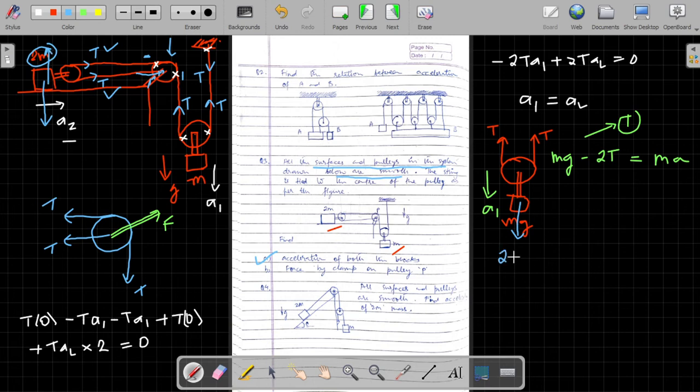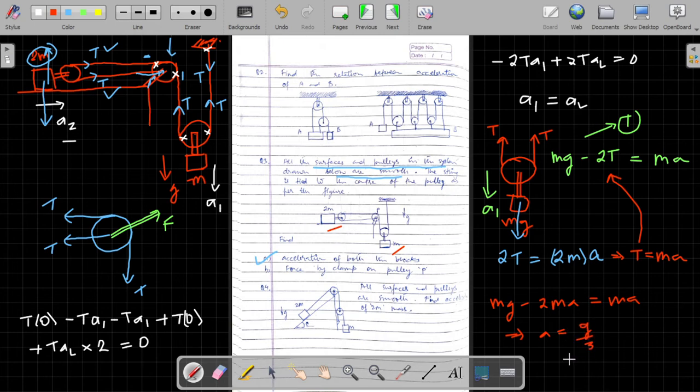The only force acting on it is 2T, and that should be equal to the mass of the block, which is 2m, times the acceleration, which is the same as the block of mass m. So we can easily say that tension T is equal to mass m into a. So substituting the red equation in the green one, we get mg minus 2 times mass a is equal to ma, or we can easily say that the acceleration of both the blocks is equal to g upon 3. So this is the value of acceleration of both the blocks.